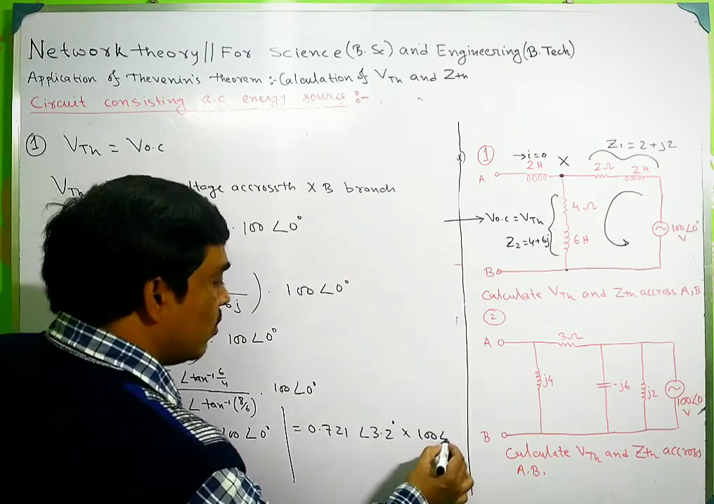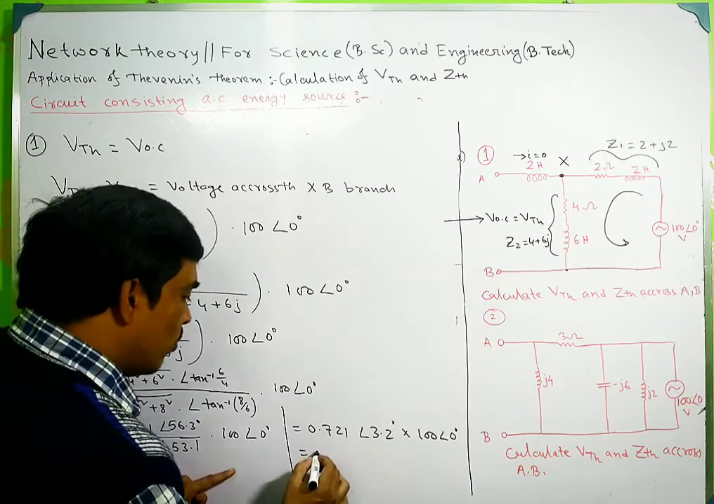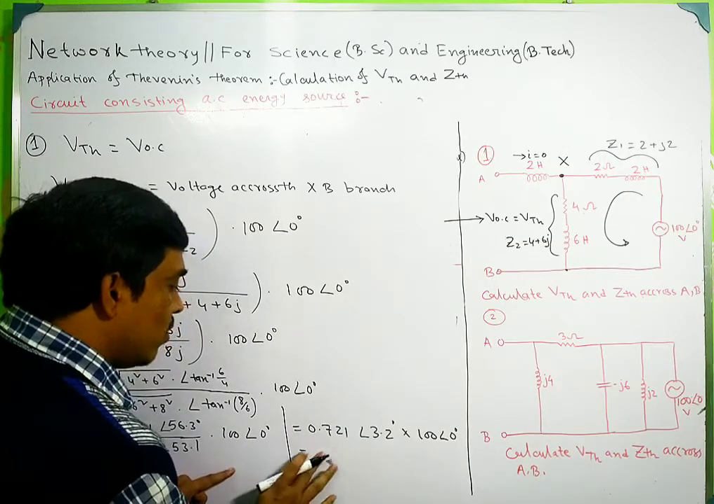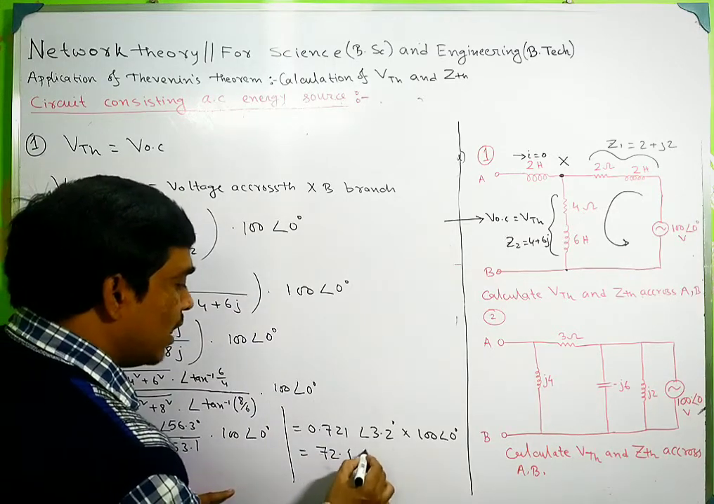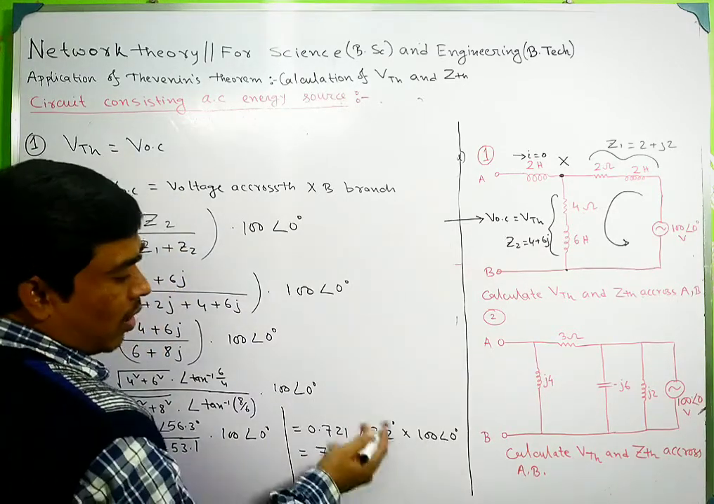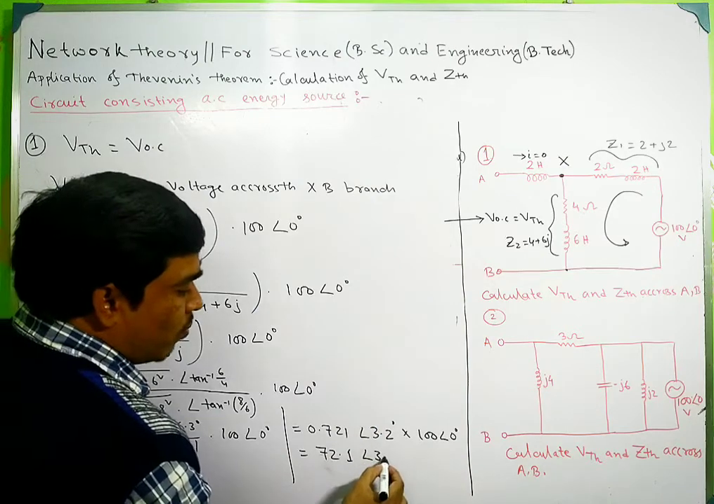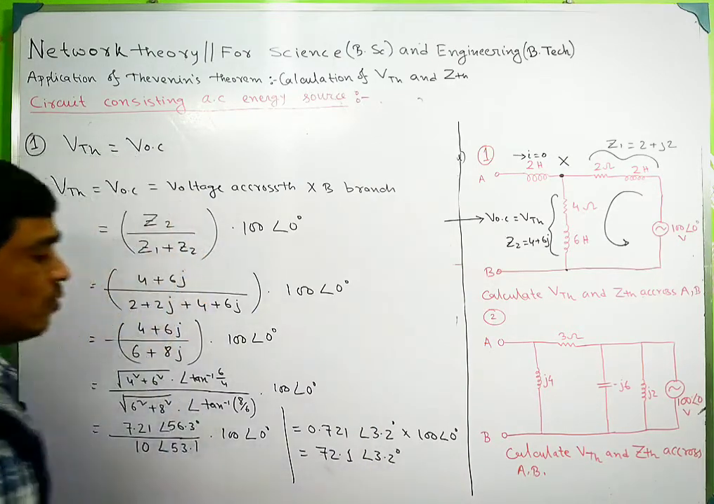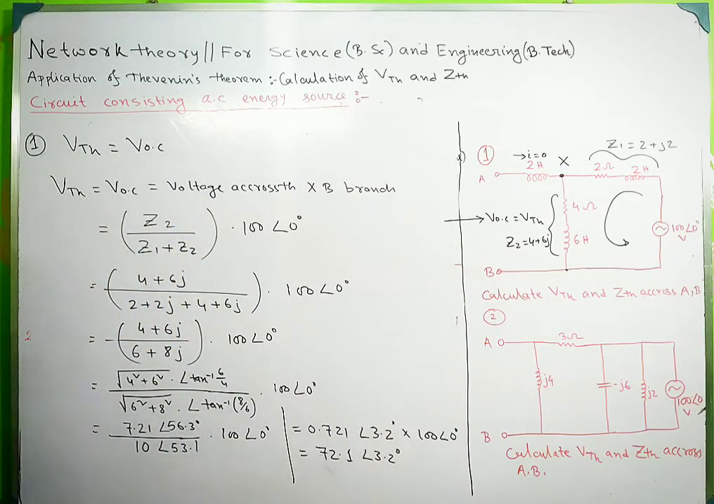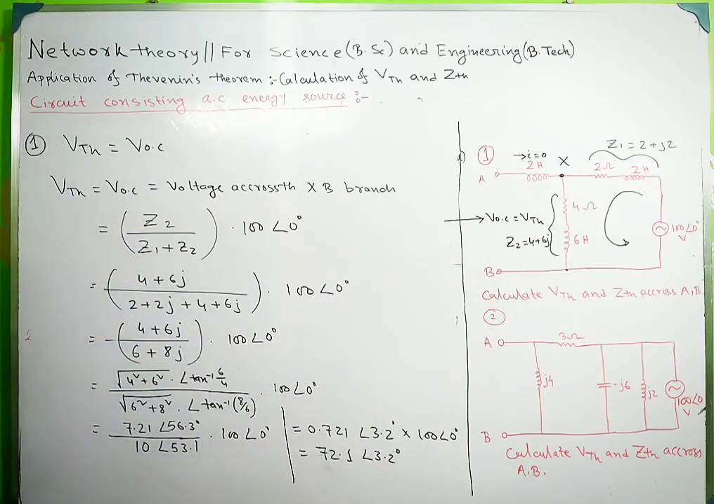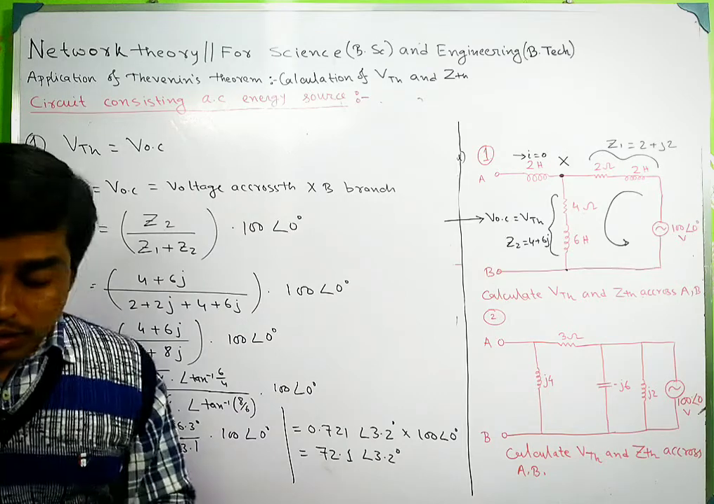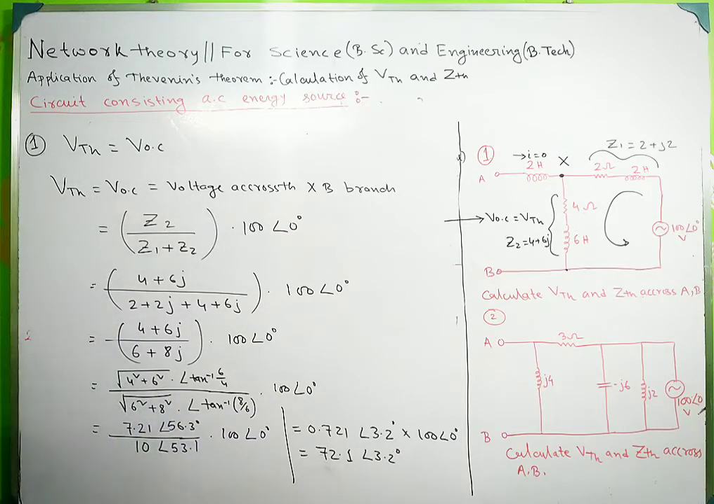So if you multiply 100 by 0.721, it will be 72.1. This angle will be 3.2 degree. So the Thevenin voltage of this network is 72.1 at an angle of 3.2.